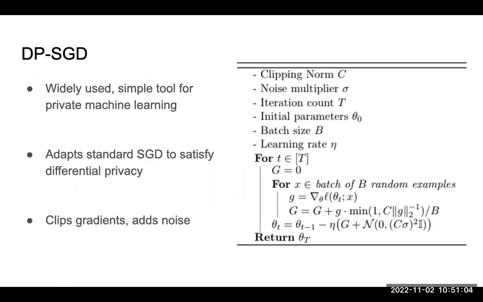Okay. So the thing we're going to be looking at for this next little section is DPSGD. DPSGD is a very, very popular, widely used, very simple tool for private machine learning. And it adapts the standard stochastic gradient descent algorithm to satisfy the differential privacy constraint. And the way that it does this is it does two things. It clips the gradients of each example, and it adds noise. Clipping the gradients bounds the contribution of any one example to the final model, and adding the noise obscures that contribution. So any one point is going to have a very small signal to noise ratio, but in the aggregate, they'll have a very good signal to noise ratio.